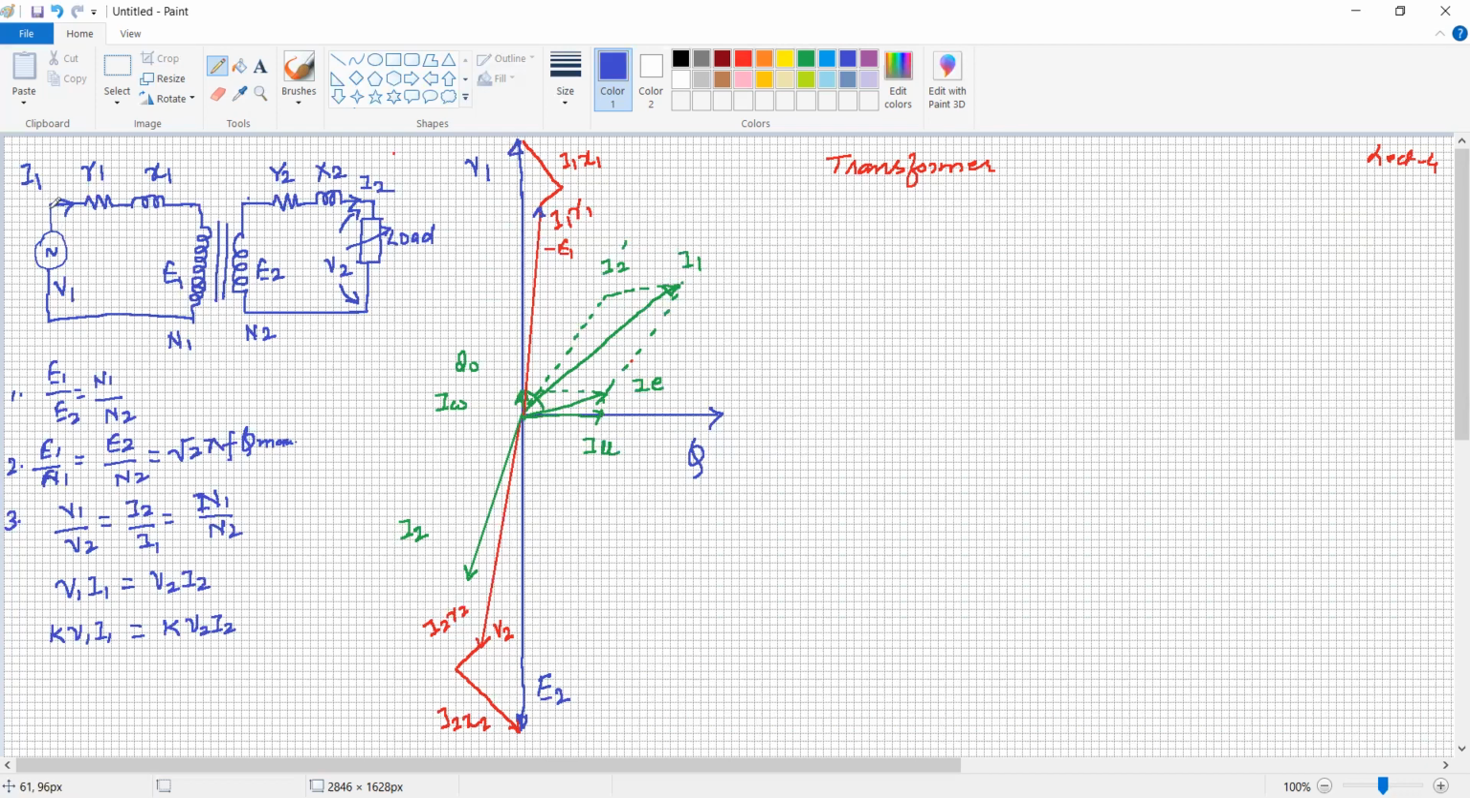Now, earlier it was assumed that the winding does not have resistance, there is no leakage reactance or leakage flux in the core, and the core does not have any type of losses, that is the iron losses, eddy current and hysteresis losses.